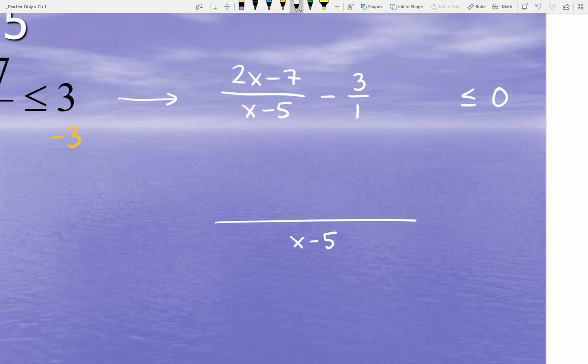That'll be our common denominator on our next line. So since the initial numerator of our first rational expression was already something that had a denominator of x minus 5, that means I'm just going to copy it down.